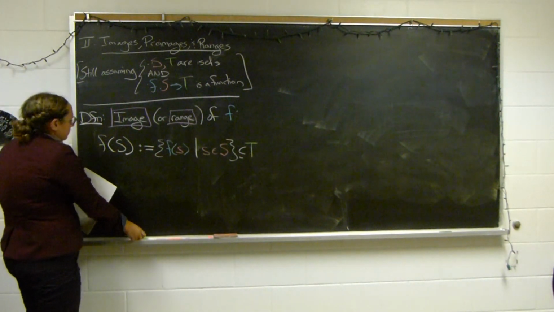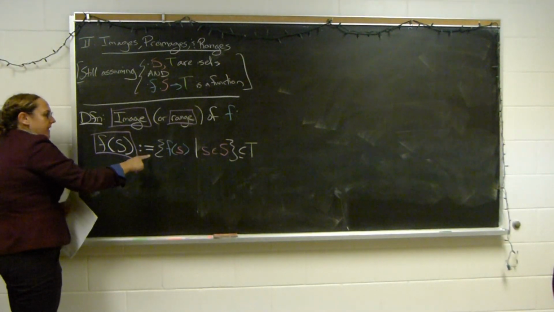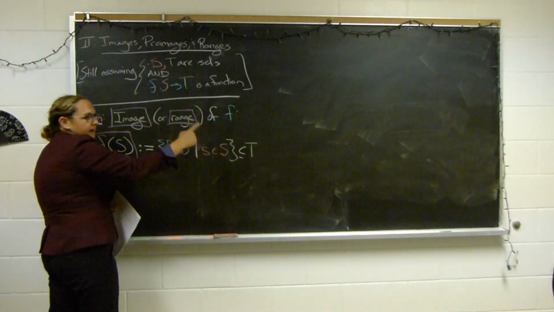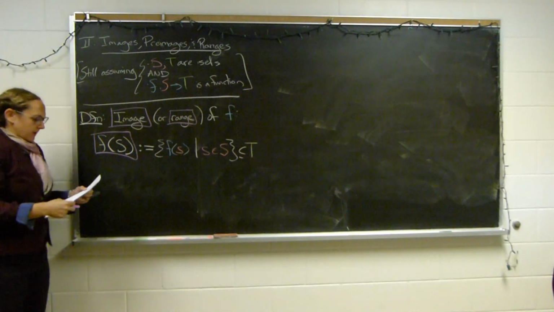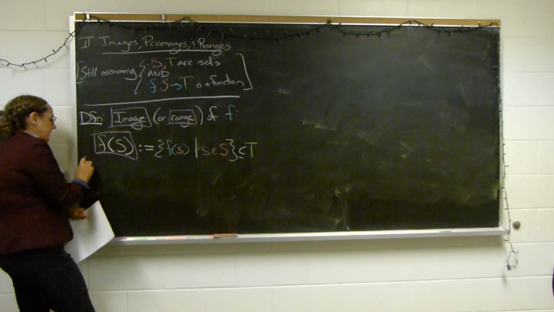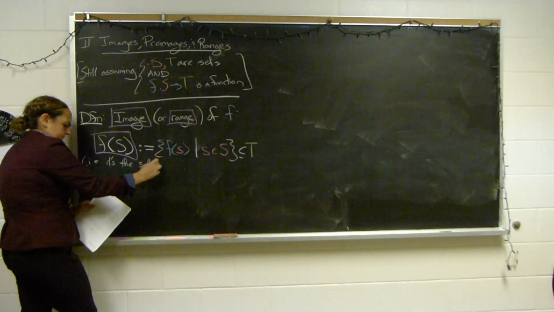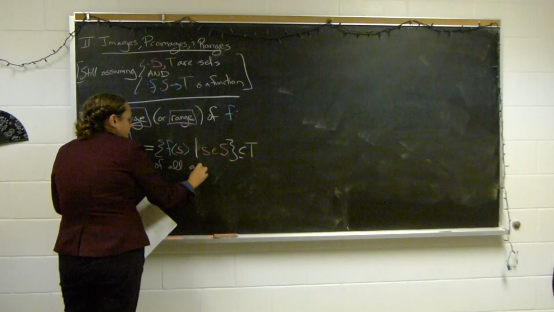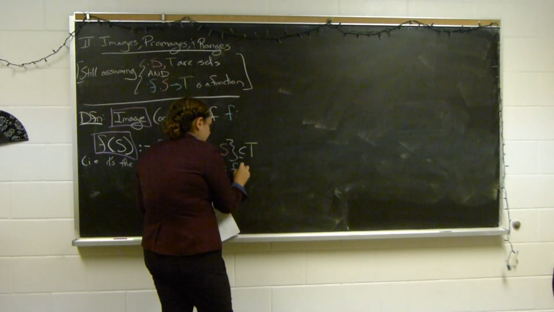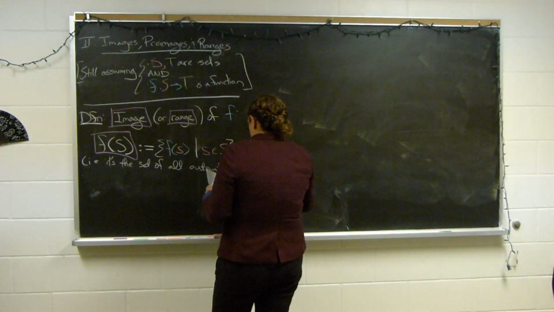So this is the image. This means defined to be. So its definition is it's a set, and how do I get this set? I take all the elements of S, I apply f to them, and I get the outputs, and that gives me all of it. And I can write that colloquially here, which is that it's the set of all outputs for my function f.